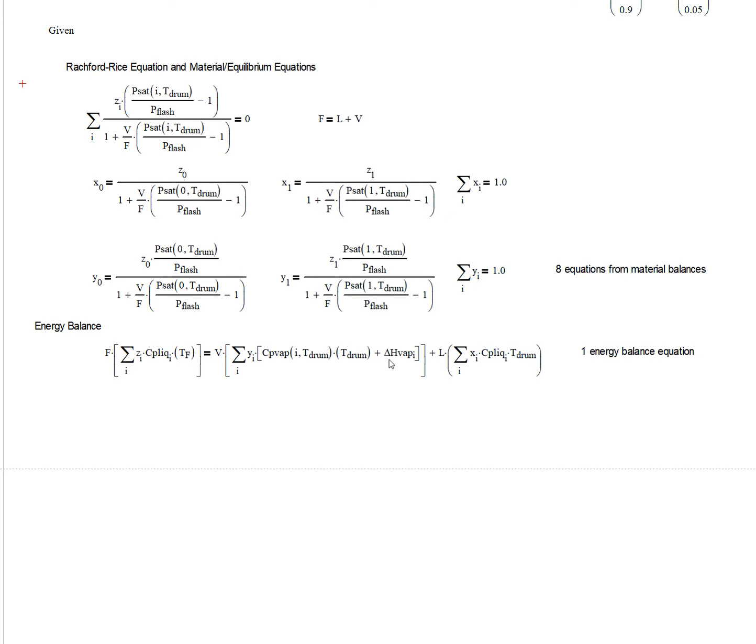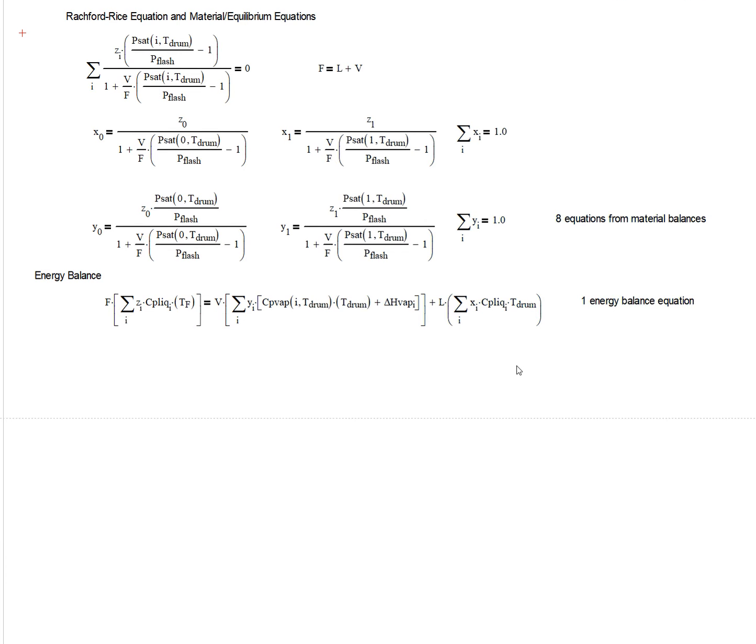This is the enthalpy of our vapor stream. That takes into account the heat capacity of our vapor plus the delta H of vaporization for each of our components. The total enthalpy is going to depend on the mole fraction times, so basically how much of each of those components vaporize. And then of course our liquid stream.